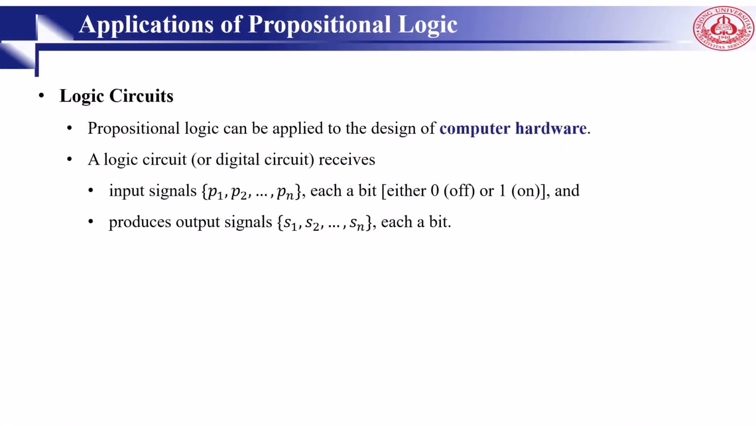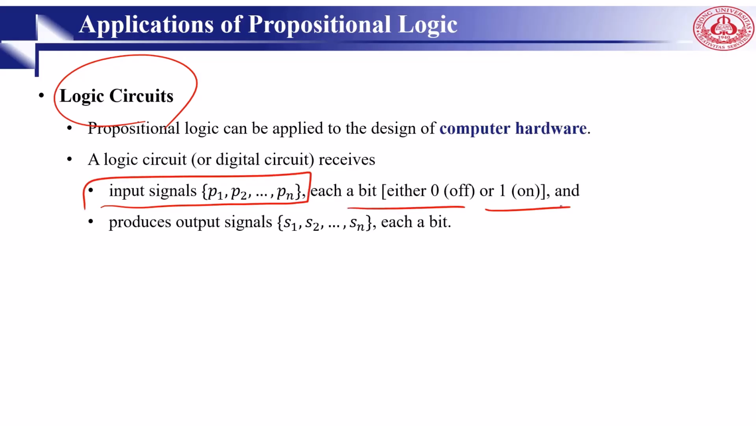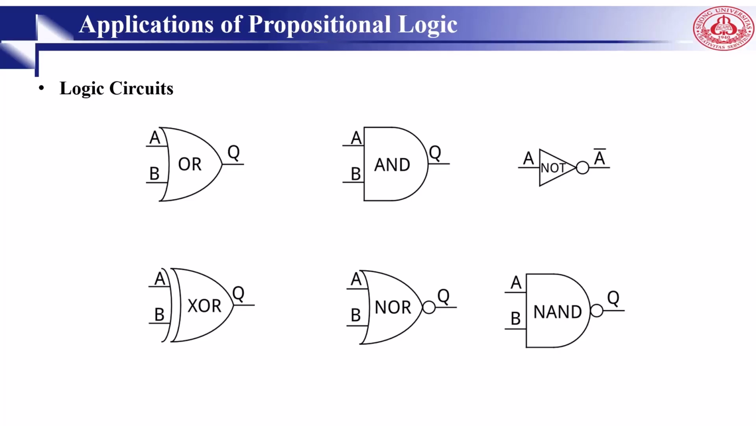The next application is logic circuits. We can use them for computer hardware. So we may receive some input signals like bits of 0 and 1. Then we produce some output signals. And here is the shape of logical gates. These are called gates. So this is the OR gate. The OR gate has 2 inputs and 1 output. The AND gate has 2 inputs, 1 output. The NOT gate has 1 input, 1 output. XOR is the same. NOR and NAND.